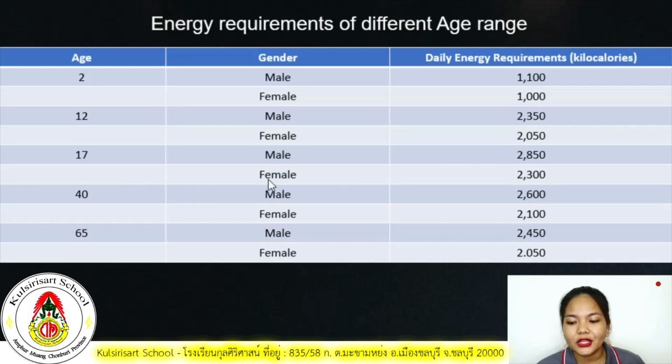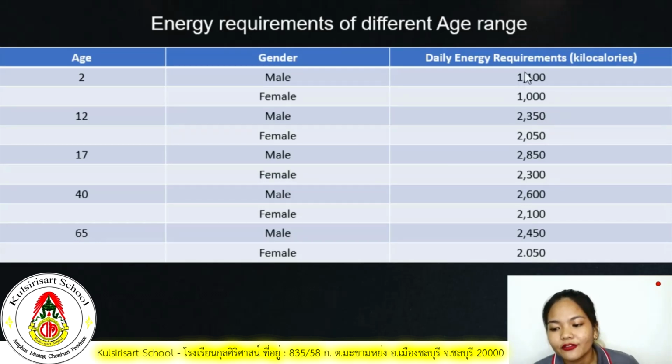If you are a 17 years old female, you need 2,300 kilocalories per day. If you're a 40 years old male, you need 2,600 kilocalories per day. If you're a 40 years old female, you need 2,100 kilocalories per day. If you're a 65 years old male, you need 2,450 kilocalories per day. If you're a 65 years old female, you need 2,050 kilocalories per day.